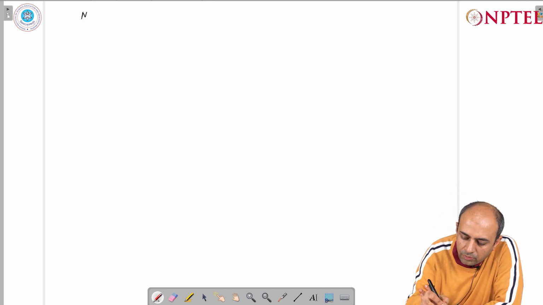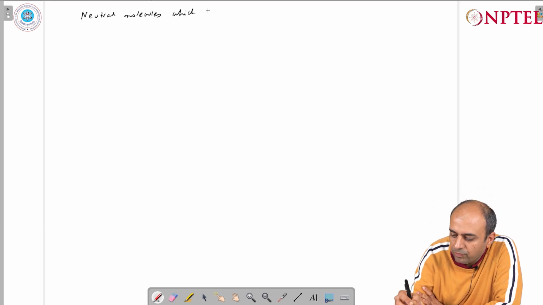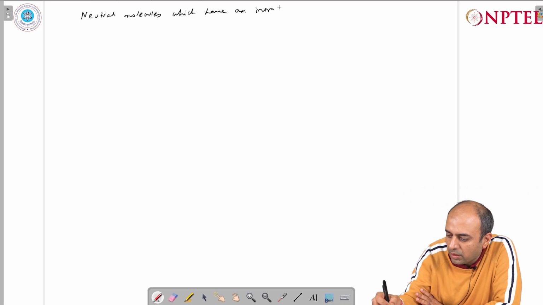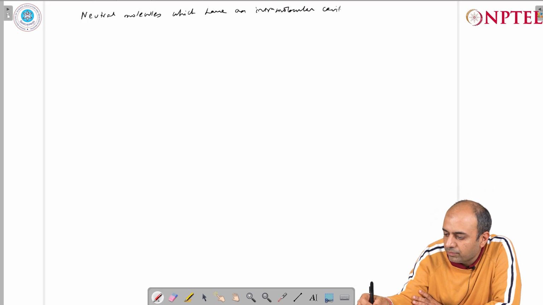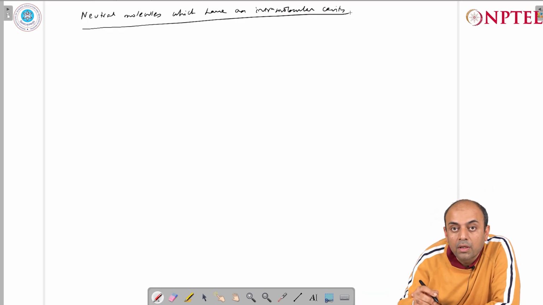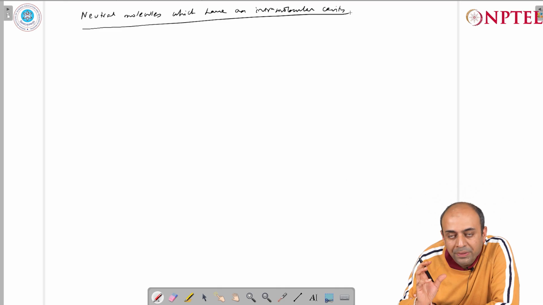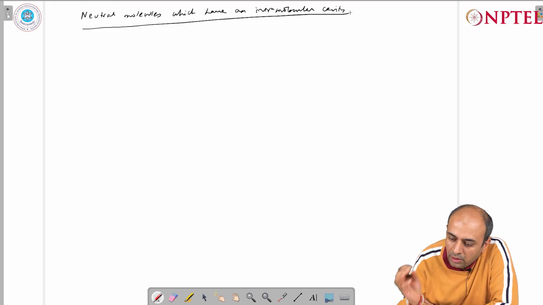where we are going to look at neutral molecules which have an intramolecular cavity. That means there is an open space which is present when the molecule is formed, and this void or the space which is present exists whether the compound is in solution or in the solid state.